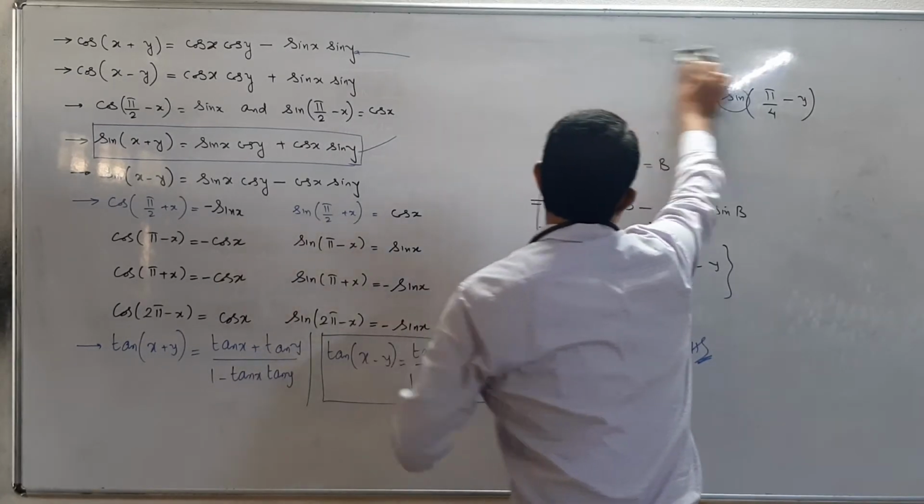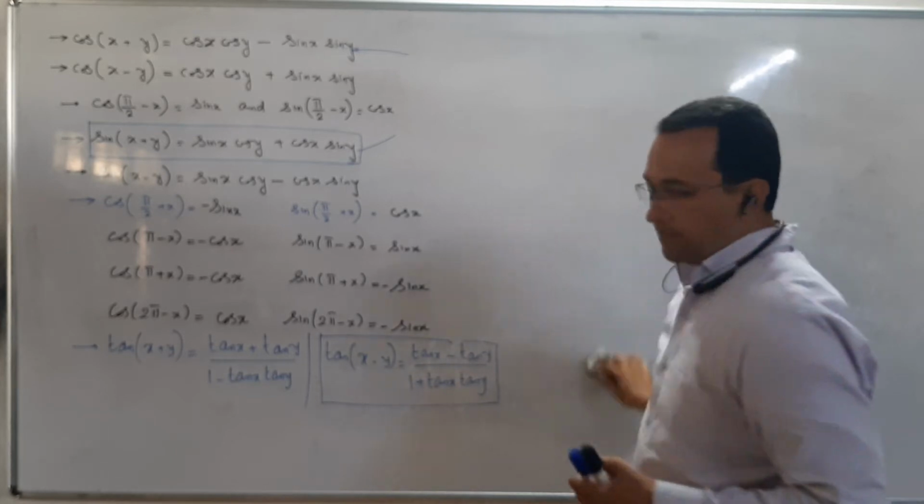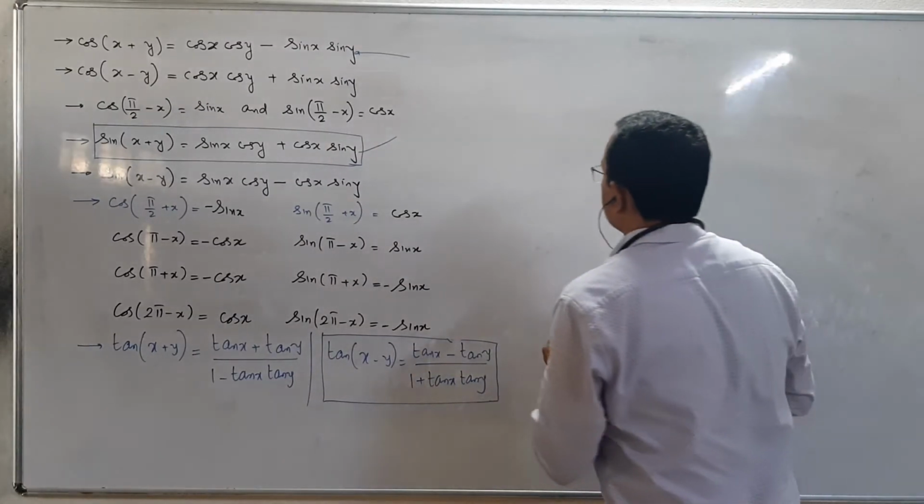Students, let us do sum number 7. 10 pi by 4 plus x. 7th sum.